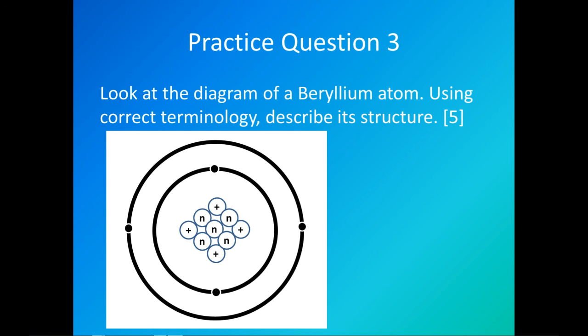Okay, our final practice question. Look at the diagram of a beryllium atom. Using correct terminology, describe its structure. So again, pause the video here so you've got time to do that.